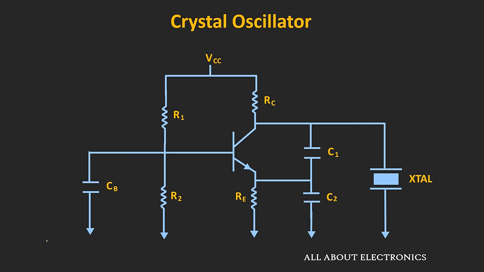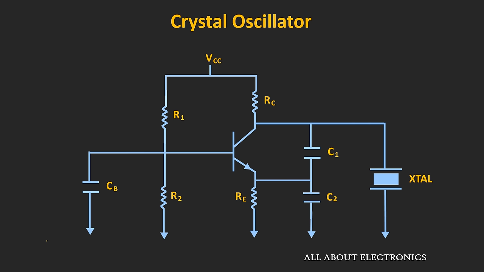Now the value of this feedback resistor RF depends upon the operating frequency, but usually it used to be more than 1 mega ohm. Now in this circuit, this series resistance RS reduces the overtone oscillations, and it also improves the startup response of this oscillator. So using this circuit with this crystal oscillator, we can generate oscillations at the desired frequency.